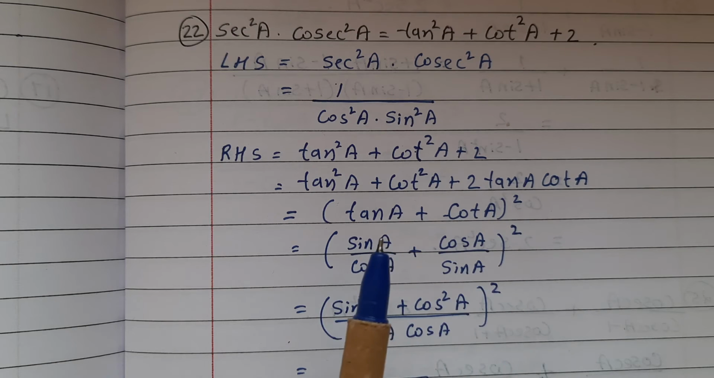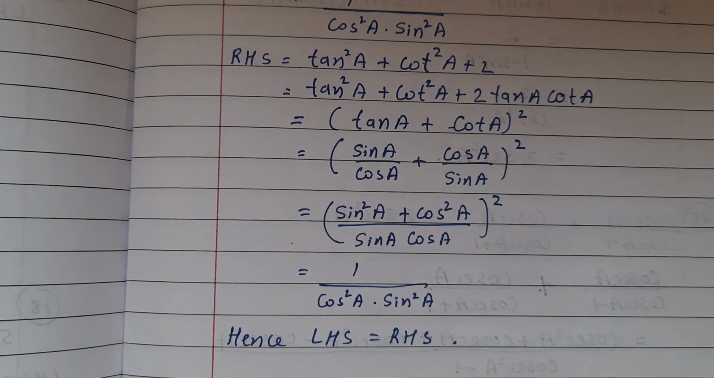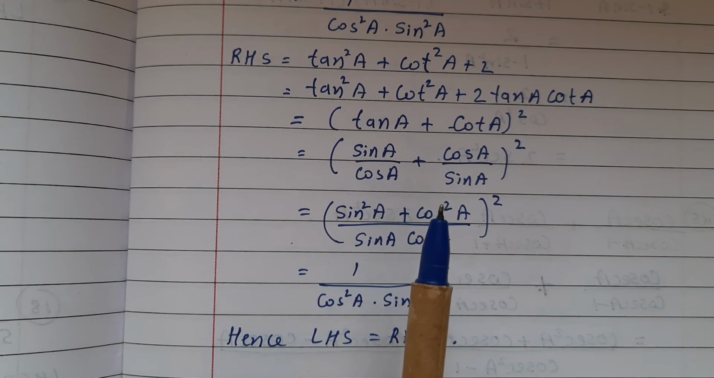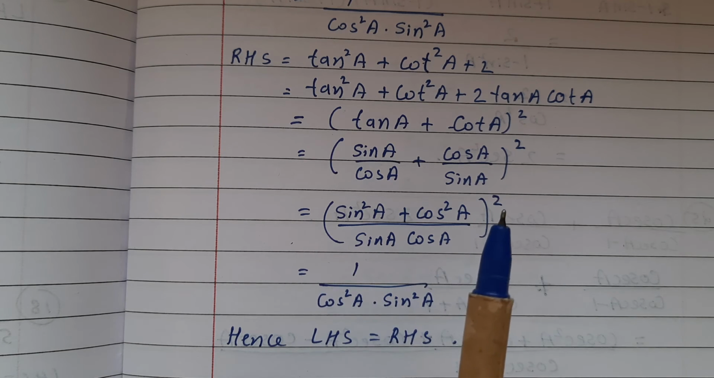Tan A is sin A upon cos A plus cot A is cos A upon sin A. Therefore, LCM of the denominator is sin A cos A. Therefore, this term multiply and divide by sin A. This term multiply and divide by cos A. Therefore, we get (sin square A plus cos square A upon sin A cos A) the whole square. Sin square A plus cos square A is 1. So, equal to 1 upon cos square A into sin square A, because the square is there. Therefore, left hand side is equal to right hand side.